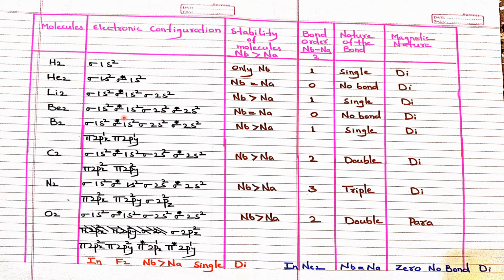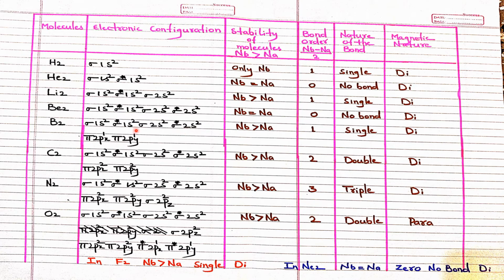Now beryllium 2, each beryllium comes with 4 electrons. So beryllium 2 means there are totally 8 electrons. So if you see the electronic configuration, Nb equal to 4, Na also equal to 4. So it is (4 minus 4) by 2, 0 by 2 equal to 0. So even in the case of beryllium 2, beryllium molecule, no bond exists. So beryllium 2 will not exist at all. When it is not existing, no question of die, no question of die here also.